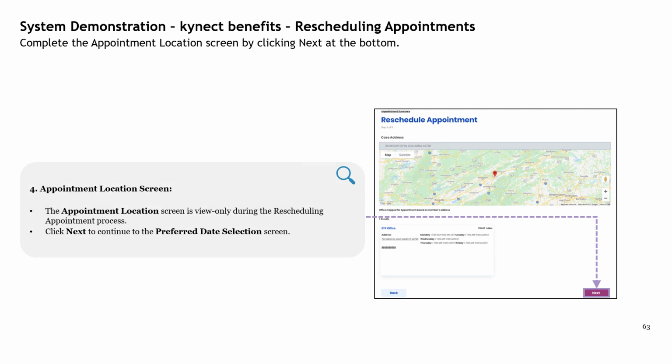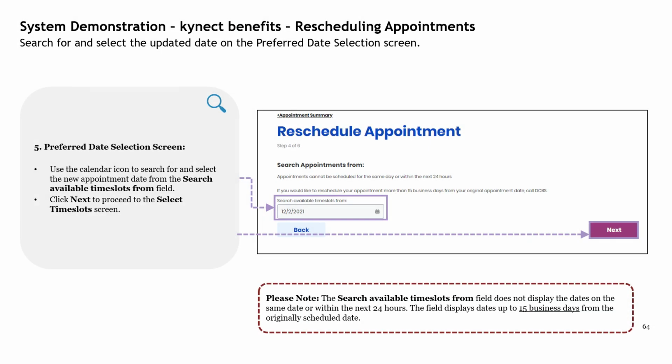The Appointment Location screen is also view-only during the rescheduling appointment process. Review the details of the location and click Next to continue to the Preferred Date selection screen. On the Preferred Date selection screen, use the calendar icon to search for and select the new appointment date in the Search Available Time Slots From field. Click Next to proceed to the Select Time Slots screen.